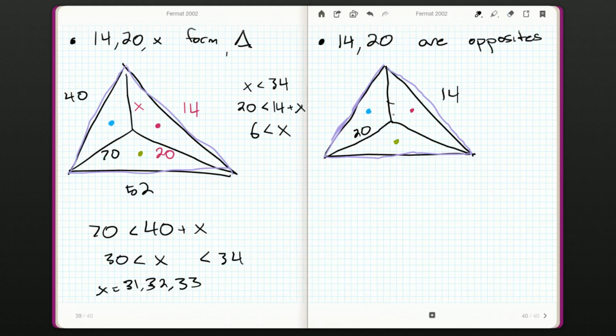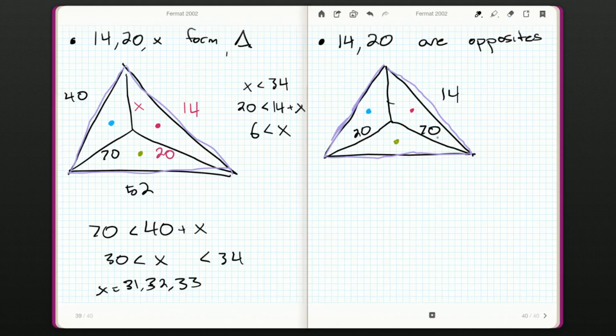Okay. So it could be 70s out here. Or it could be 70s out here. Now, it doesn't particularly matter where we place 70 right now. No matter which one of these edges we use, it'll still form a triangle with 14 and 20. So I'll say this one's 70.